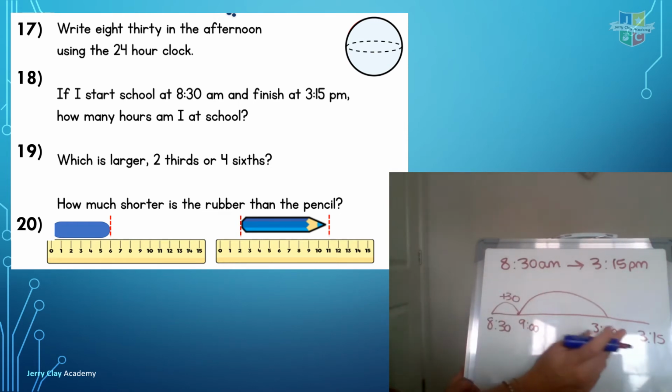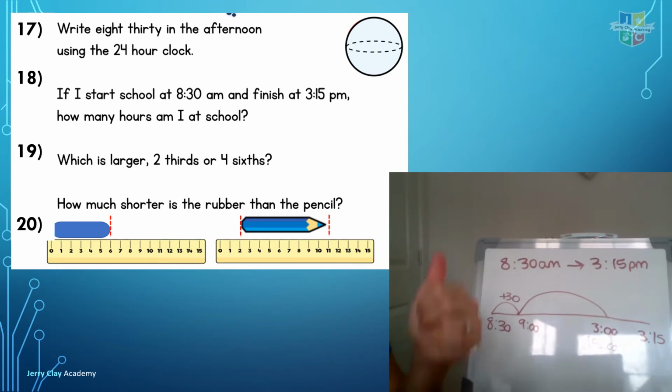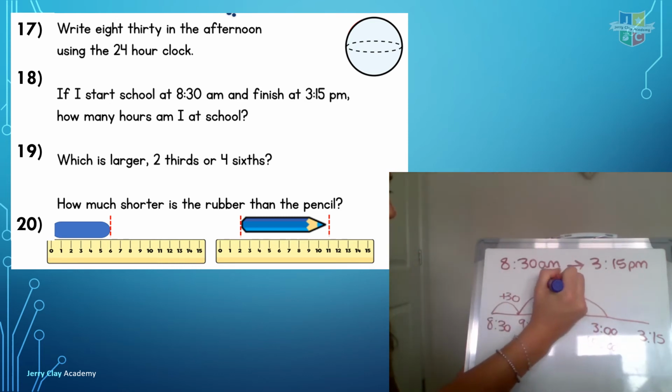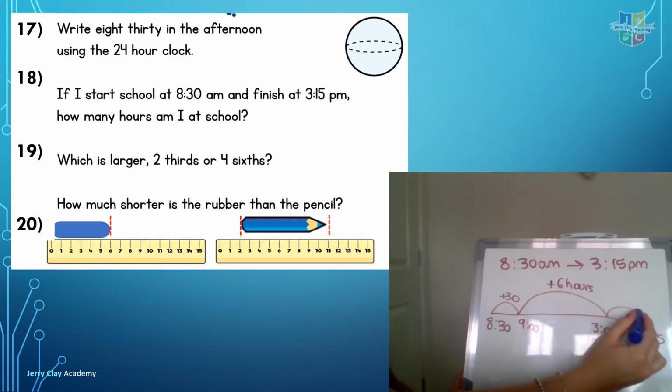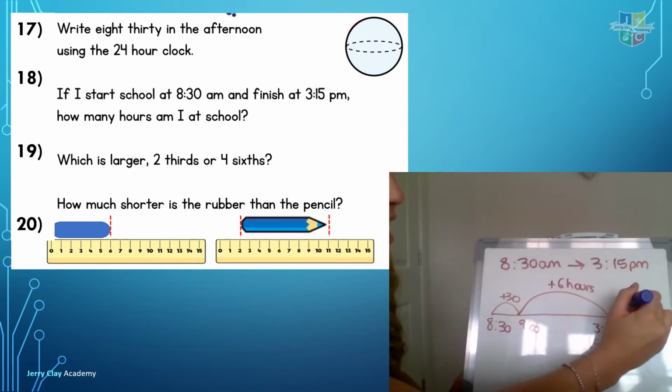Oh, I could even change it actually. I could even do it 13, and obviously it's going to be 15. So I could count it that way. I could either go 9, 10, 11, 12, 13, 14, 15, or I could have gone 9, 10, 11, 12, 1, 2, 3. So I know that I'm adding 6 hours. And then to get from 3 o'clock to 3:15, I'm going to add 15 minutes.